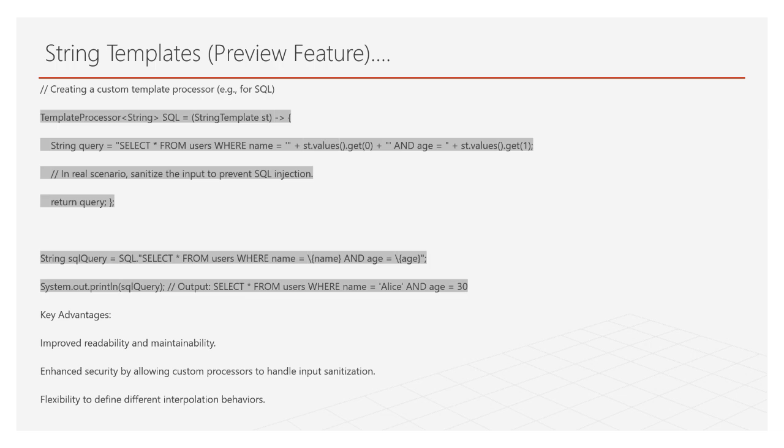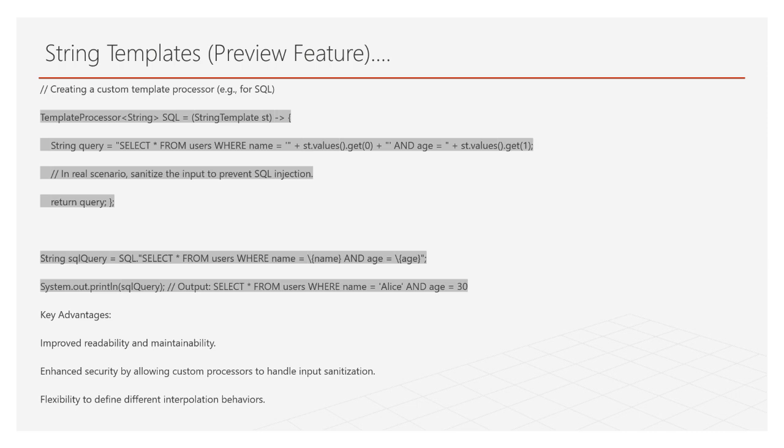Now you can also create a custom template processor. Let's say you are using an SQL query, right? We can make use of a template processor, assign a string as the type, and then create it. Under that you can get that particular string value from there, right? So that's how we can get that. In this also, if you see here, it is similar to what we have seen in the last slide, where we have the replacement.